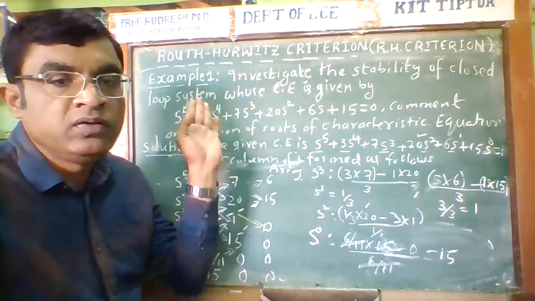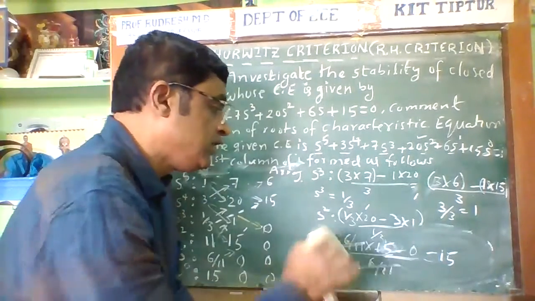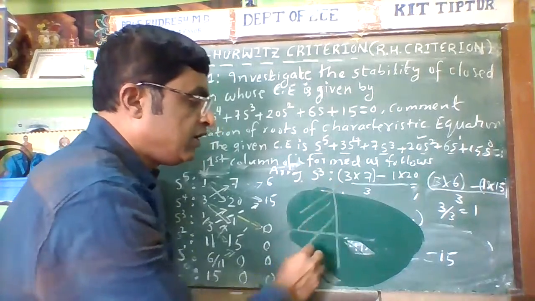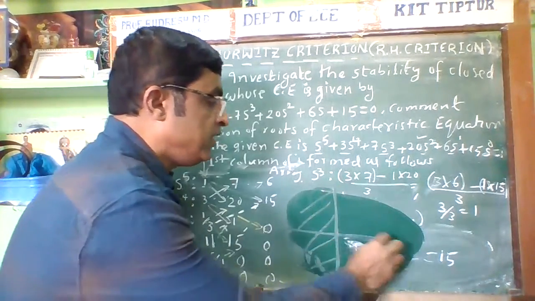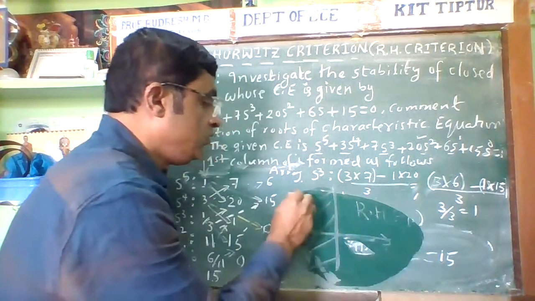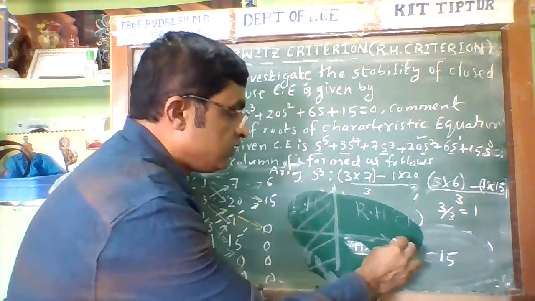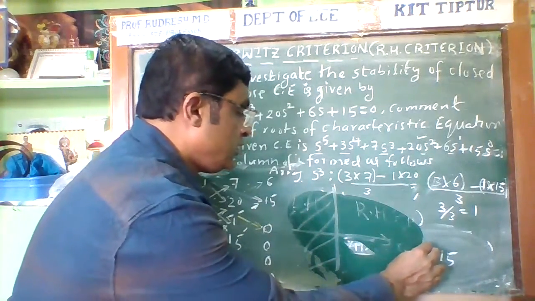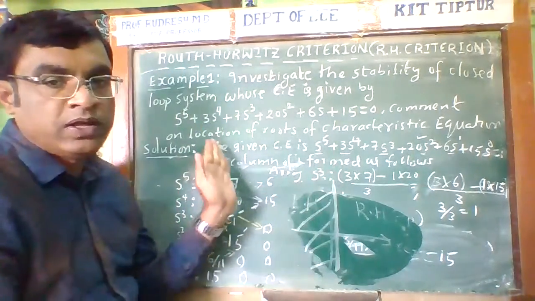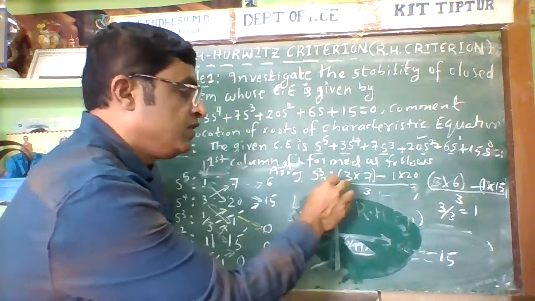In the S plane, all the roots are lying on the left half of the S plane. This is called the left half of the S plane, and this is the right half of the S plane. This is the real axis and this is the imaginary axis. So all the roots are lying on the left half of the S plane. This is the S plane, the graph of real axis versus imaginary axis.